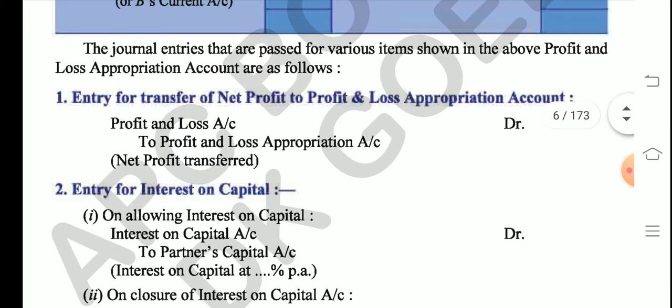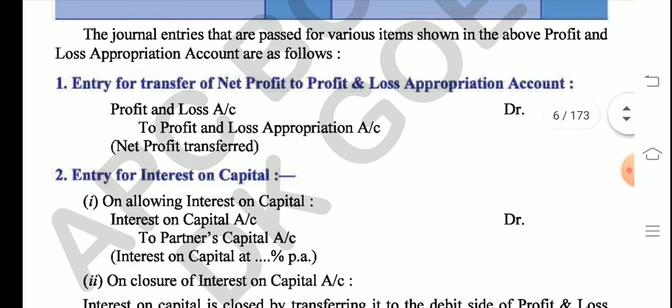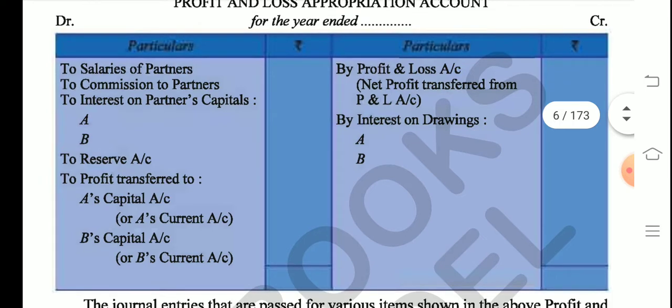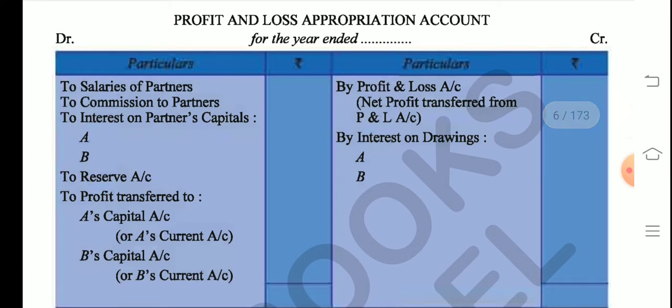Now we move further. On this very next page it's written the journal entries to be put up. So I had taught you in class 11 how to prepare a journal from the ledgers. So the ledger is given to you right here. You can see this is the format of the ledger. So how are you going to prepare the journal out of it?